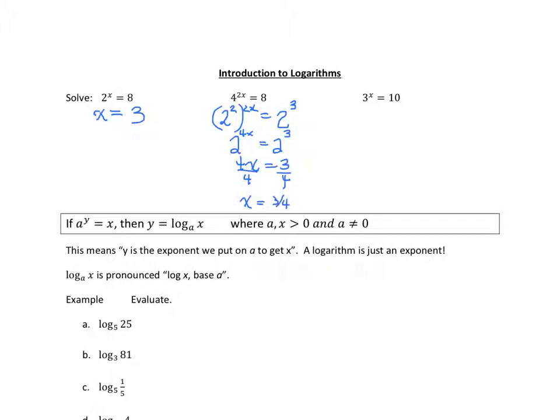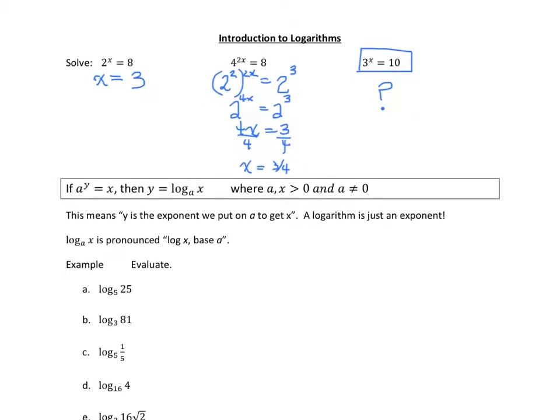Now the problem with those methods enters when we have a question like this one. So solve for x if 3 to the exponent x equals 10. The problem being there's no common base for 3 and 10, the way there is for 4 and 8, for example. So this is where logarithms come into play.